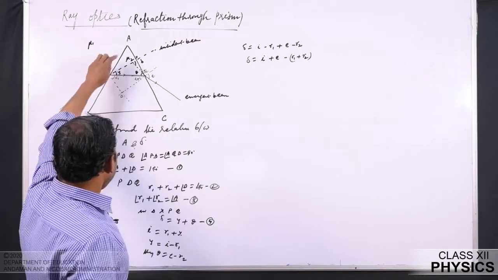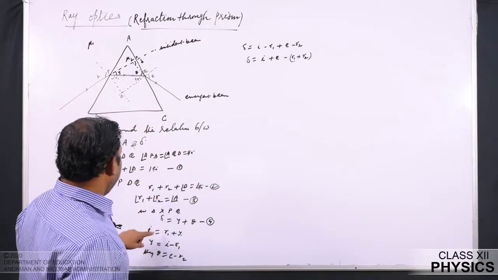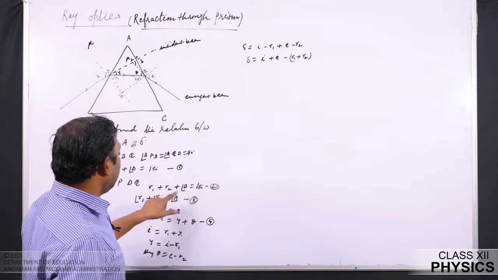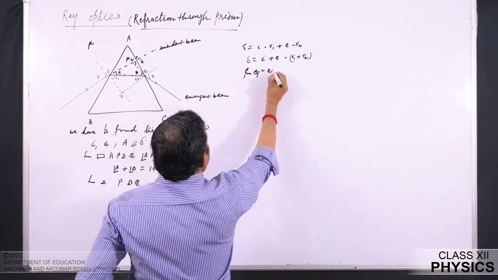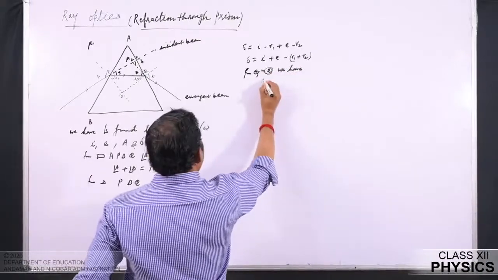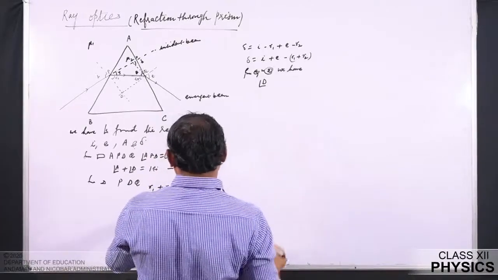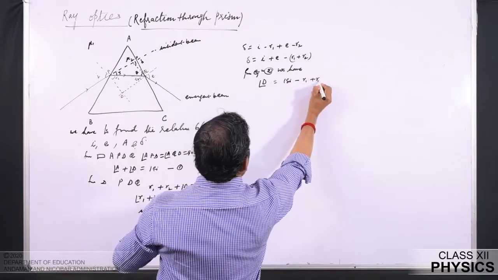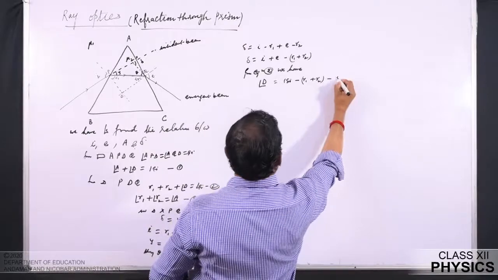Now, we know that angle A plus angle D is equal to 180 degrees, and also the value of D is 180 minus r1 plus r2. From equation 2 we have angle D is equal to 180 minus bracket r1 plus r2. Let this be equation 5.